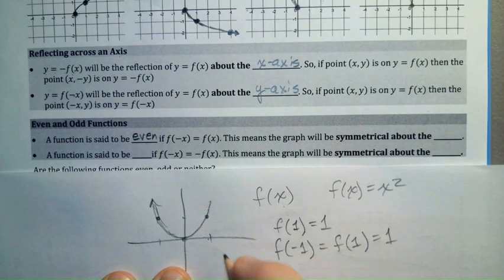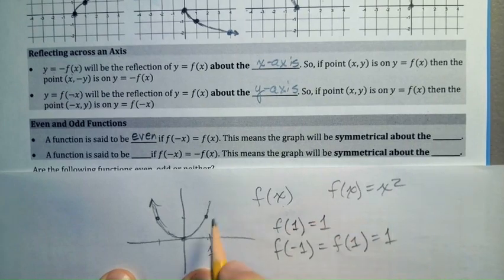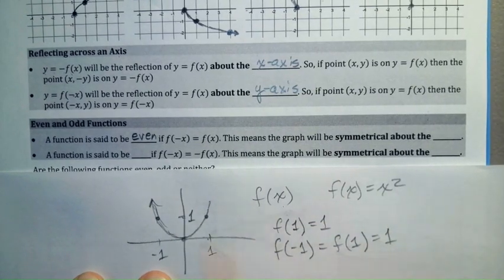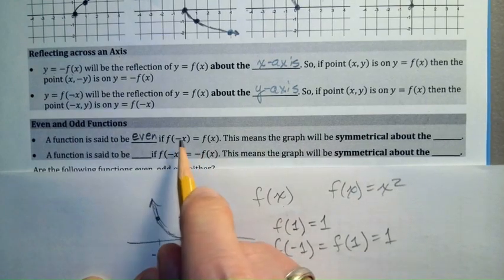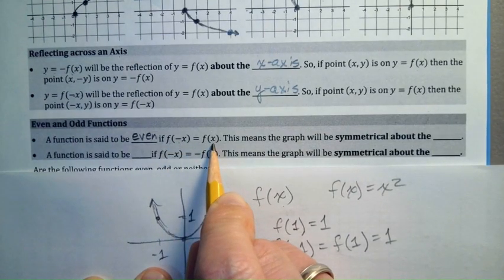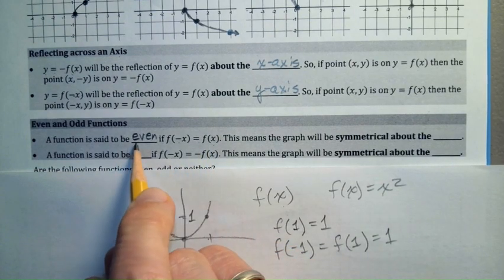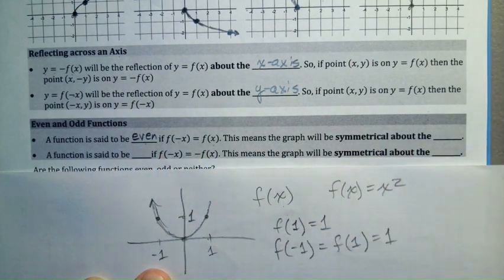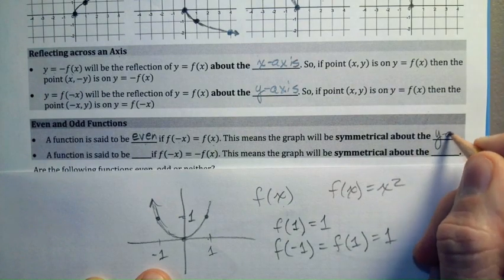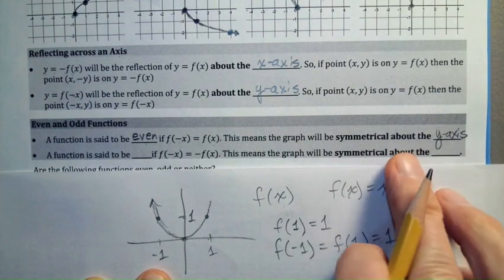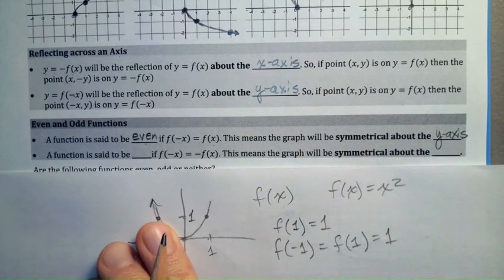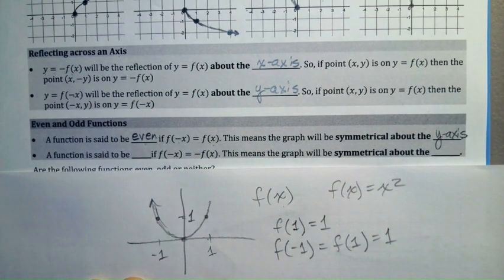So if I put a value of 1 in, f of 1, I get 1. If I put in f of negative 1, I still get 1. So f of negative 1 is equal to f of 1. All right, so that is what we mean when it's even, and it's really symmetrical about the y-axis. So if our function is symmetrical about the y-axis, then we'll call it even.